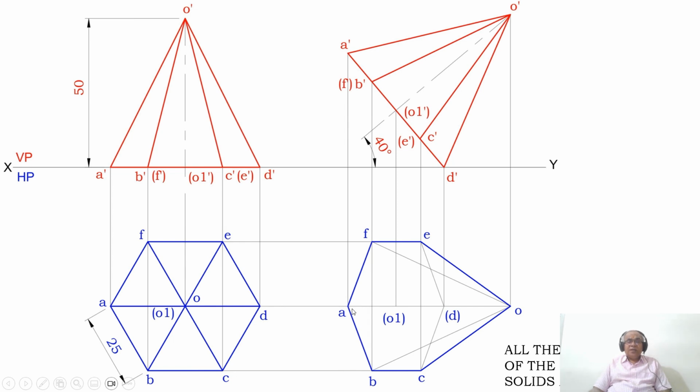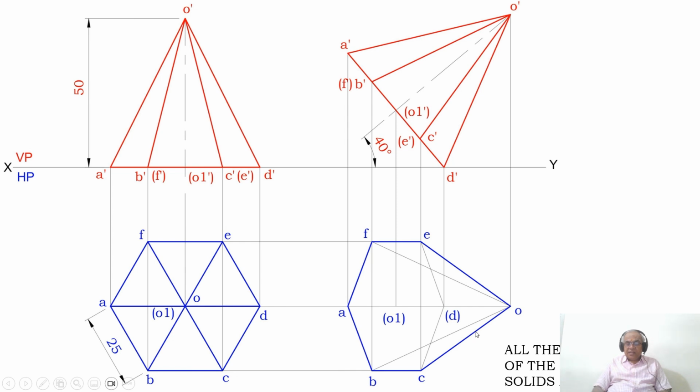How to do that? All the exterior edges of the boundaries of the solids are visible. So which are the exterior edges of the boundaries of the solid? AB, BC, CO, EO, FE and AF. These edges will form the exterior edges of the boundaries of the solids which are visible. Therefore, you dark them. So, whatever I have shown in the blue color is the one which is to be darker.